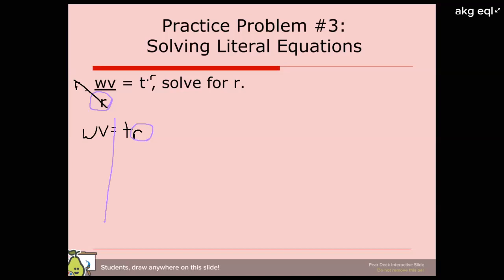Okay, and what's over here bugging this R? Well, there's a T next to it. And they're right next to each other, so they're multiplying. So I want to go ahead and I want to divide. So I end up with R equals WV divided by T. And some of you got it. Some of you did a great job on this. And some of you were really close. You got a little bit flipped. I saw a few people had T divided by WV. So somewhere you got flipped around. So hopefully that makes it a little bit more clear.